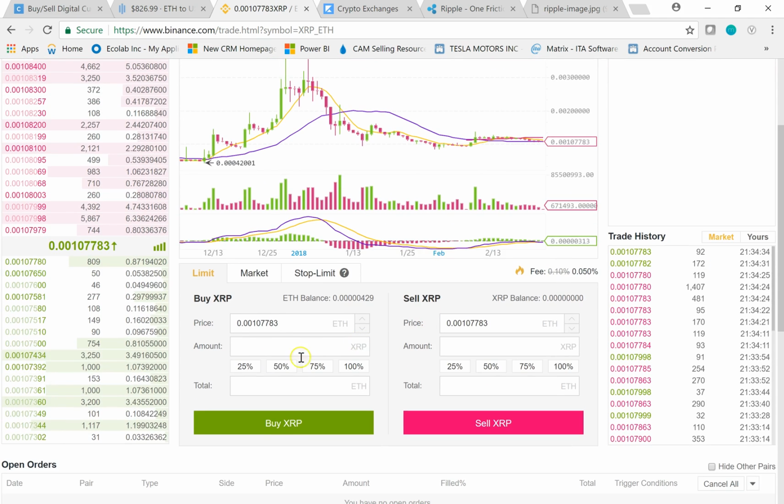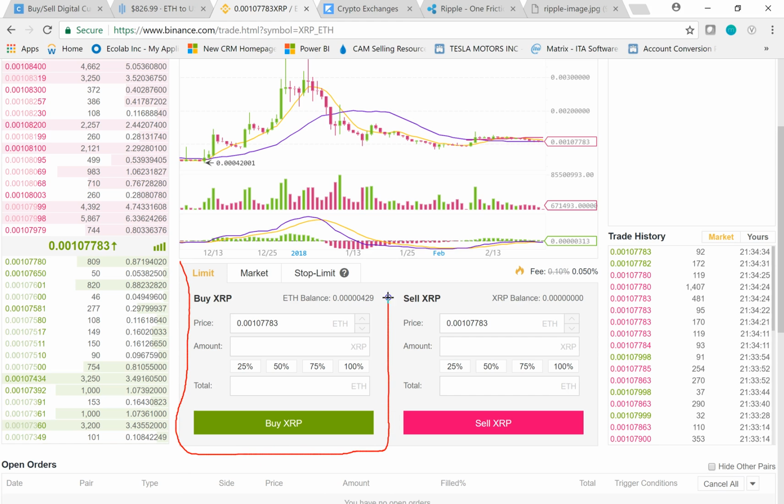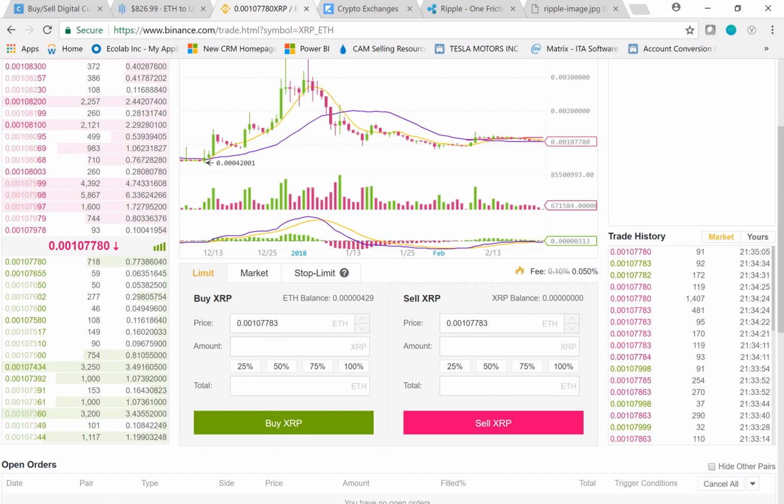So you would come down here, you would have your option to buy XRP, and I'm going to use the pin real quick just for that function. So this is where we're at right here. The price, that's the price that you want to pay. This is your amount. So if you were going to buy like 100 XRP, you would type it in. So I'm going to take the pin off real quick.